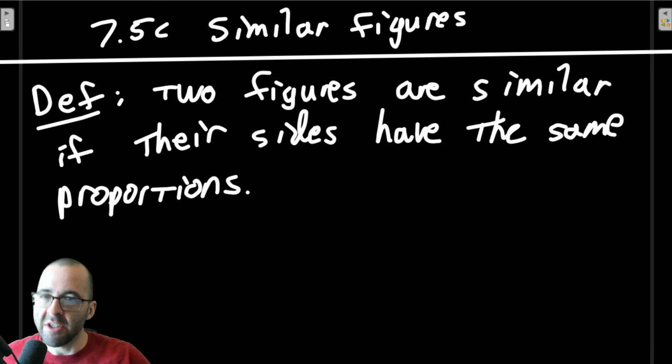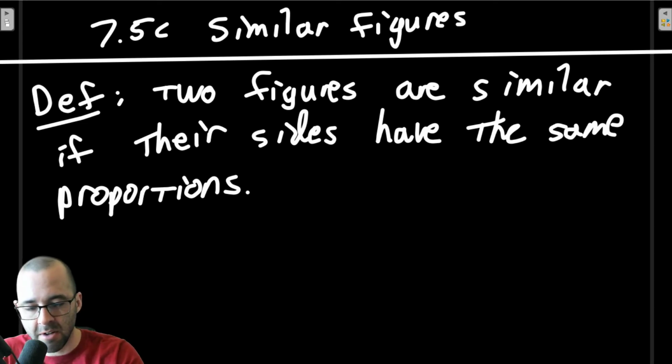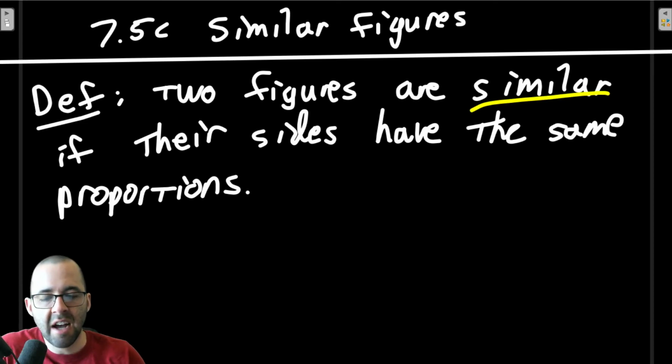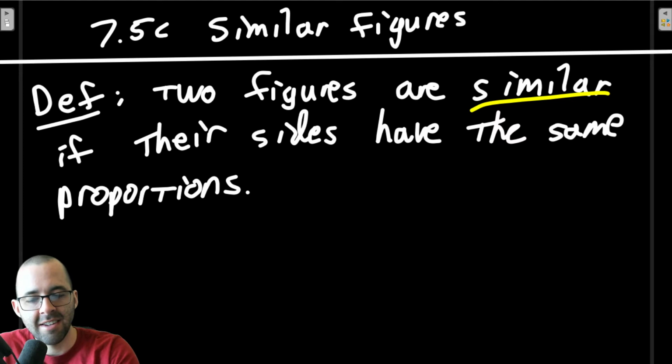So we got a definition here. Two figures are similar if their sides have the same proportion. Now we're not talking about similar people, we're talking about similar shapes. All right.